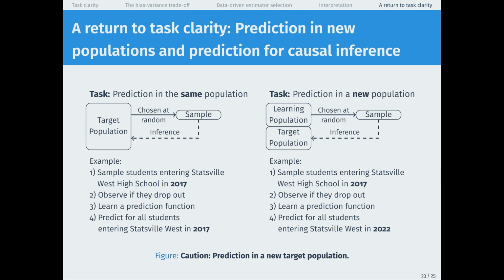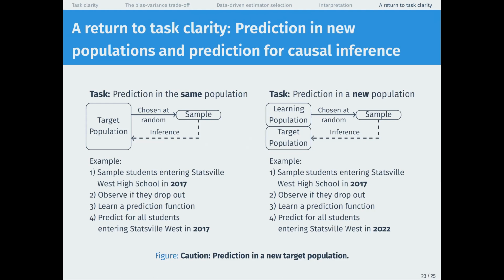And so you come to the principal and say, like, well, you could use our algorithm and you could predict now for all the students entering Statsville West in 2022, because that's the kids you have now. And maybe our prediction function will help you do something different to help those students to graduate. And if you're the principal of Statsville West, you should have some concerns, because here the target population is not the same as the learning population.